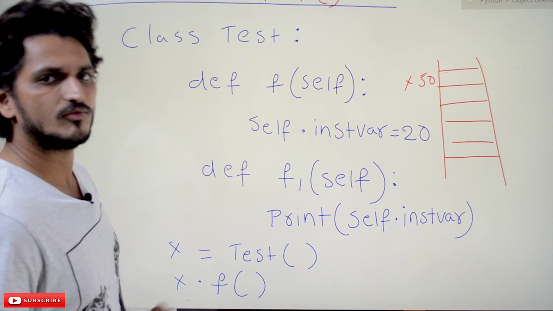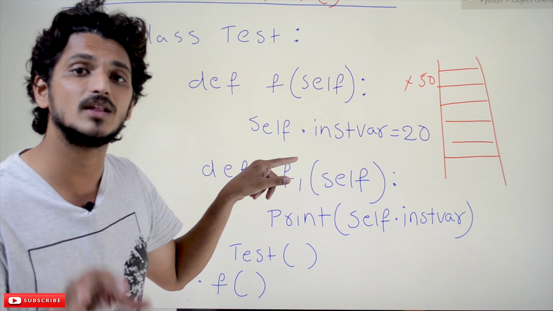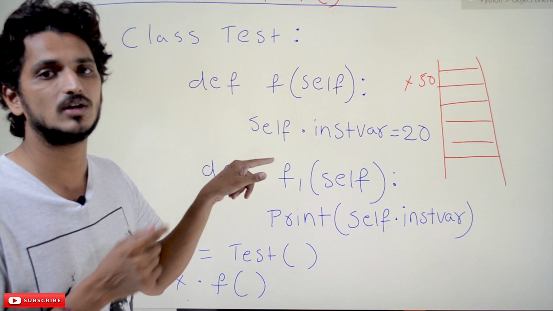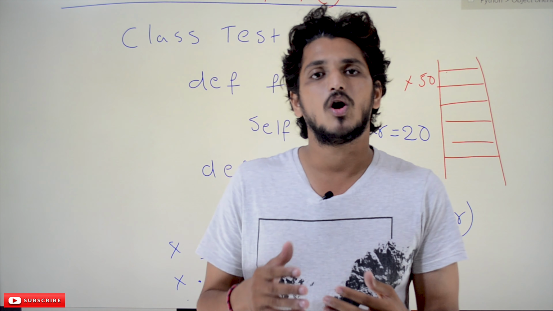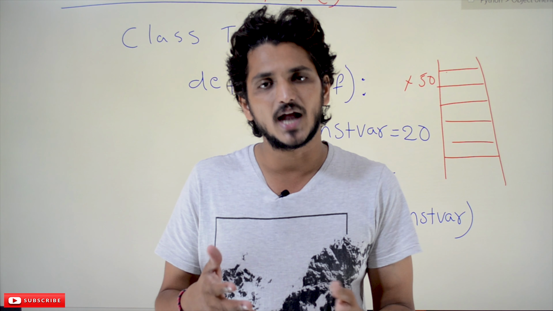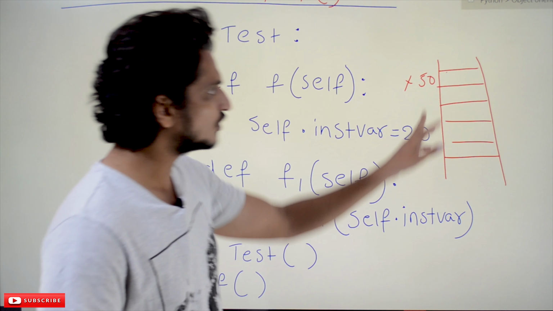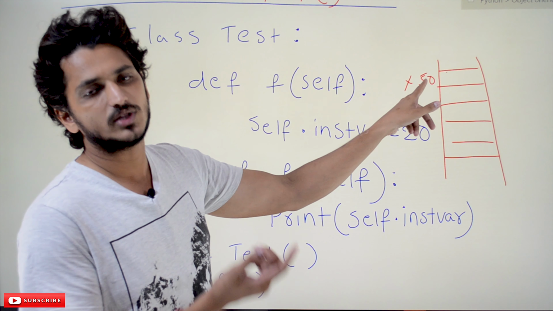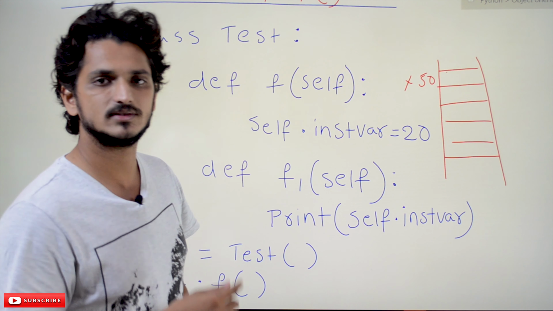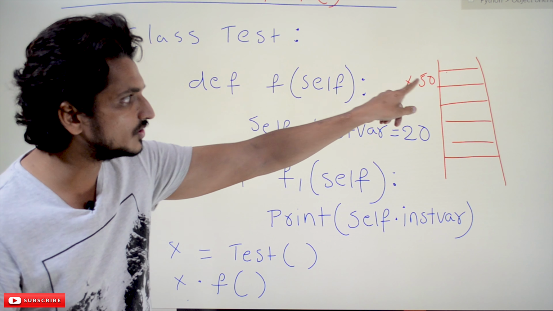So class test of, we are taking one more class test of. Here we did not mention any constructor method, means init method is not defined here. We defined f of, we defined f1 of. Then what happened? Python will automatically create one init method and it will call that init method. It will assign that space. Let's take the space is 50. So the 50 is given to self, means self is referencing to this memory location.